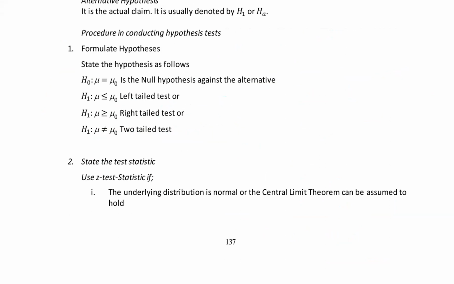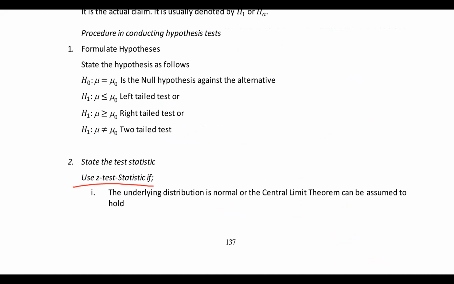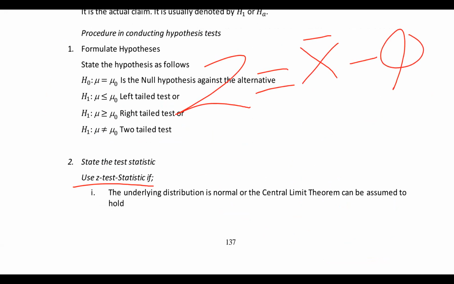So the second procedure is to state the test statistic that you're going to use. You can use the Z statistic, where Z is equal to X bar minus mu over what?